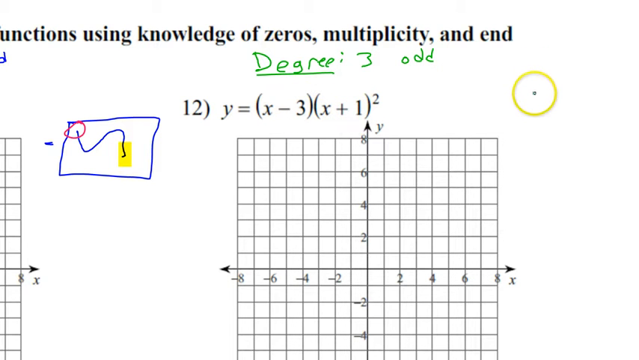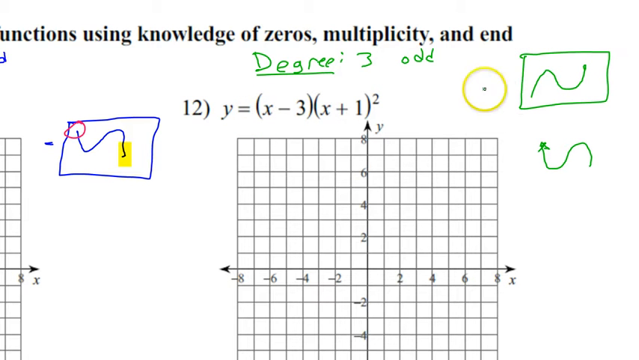And again, when it's odd, that means it's either going to be like a right side up n or like an upside down n. Okay, this time it's going to be right side up because it's positive. So this is our end behavior that we're looking for. So that tells me to start low and end high.